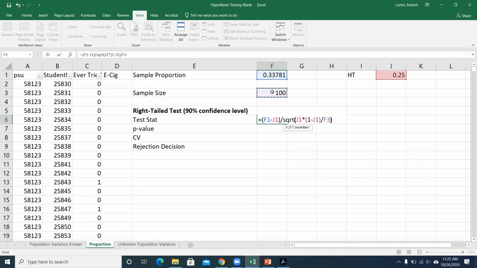Okay? So it's a lot easier, especially when we're doing these proportions and trying to enter this into Excel, because how far do I keep my sample proportion? To the second decimal, fourth, fifth decimal point. Here I can just click on the cell and it puts in the exact value for me. So this should give me my test statistic. Now before I hit enter here, my assumed true value is 0.25. I found a sample proportion of 0.33.